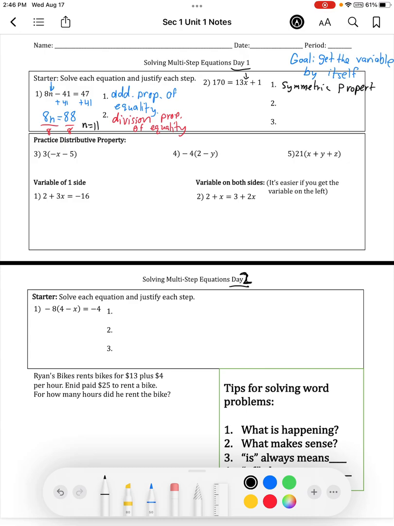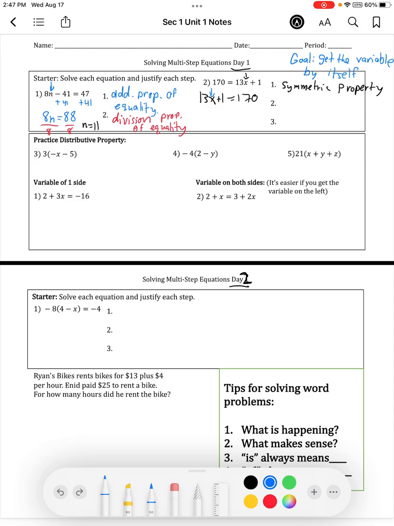first, giving us 13x plus 1 is equal to 170. If you chose to do this at the end, that would also be fine. Different ways to get to the same result. Now let's ask ourselves the question, what is keeping our x from being by itself? I see a 13 and I see a 1. Let's go ahead and get rid of the 1 first because it's a little bit further away, although you can do this in any order.